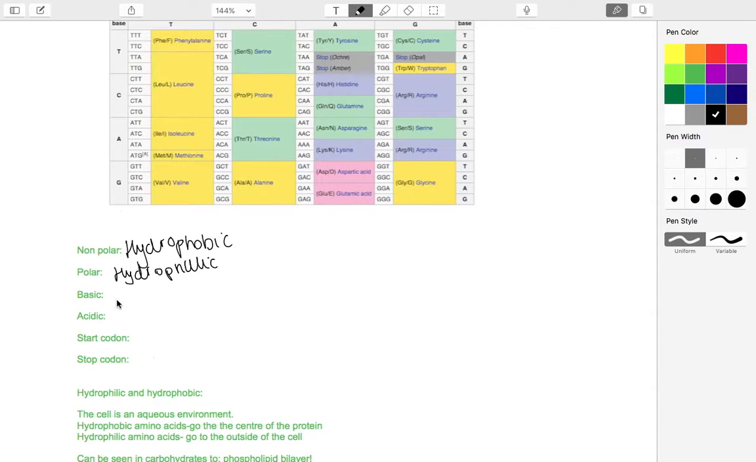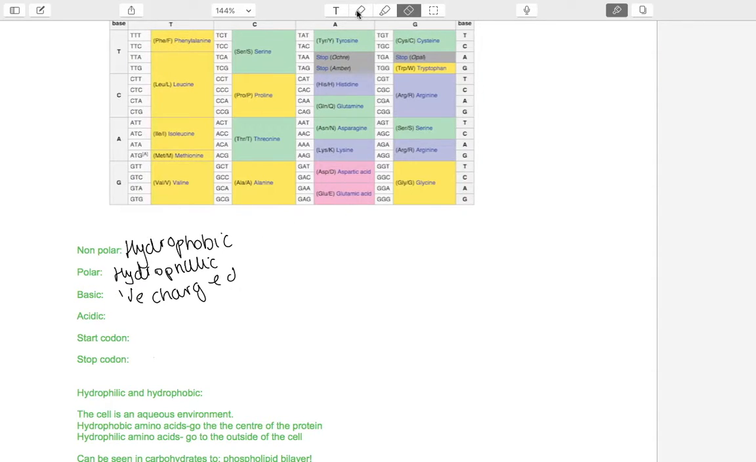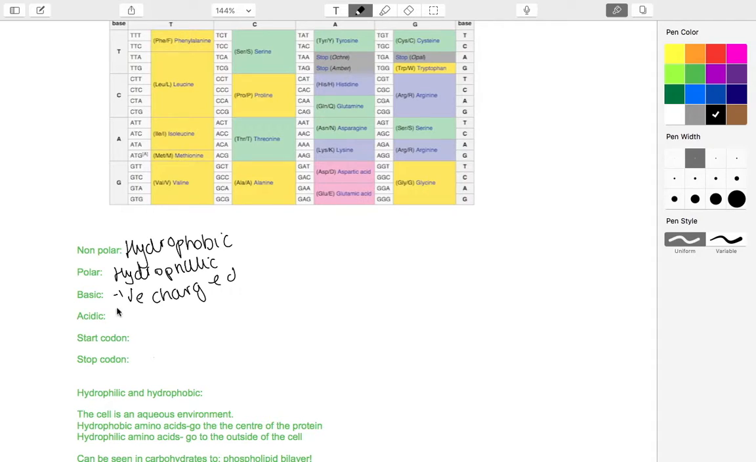So we've got basic, which is negative charged. Oh no, sorry, negative charge, not positive charge. What am I doing? Negative charged. We've got acid, which is positive charged. We've got a start codon, which is always methionine.